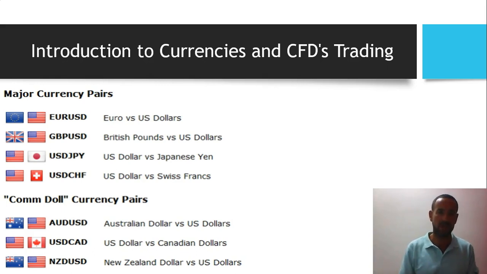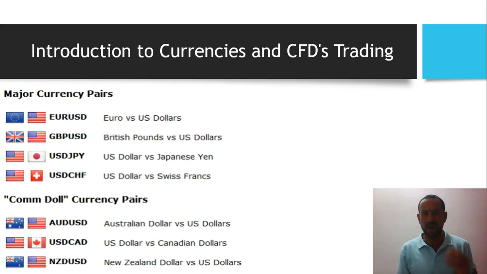Now, the secondary subgroup is what we call the commodity group. These are the Australian dollar versus the US dollar, the US dollar versus the Canadian dollar, and the New Zealand dollar versus the US dollar. That group is heavily reliant on commodities. That's why we call it the commodity group. But these are the 7 major currencies.